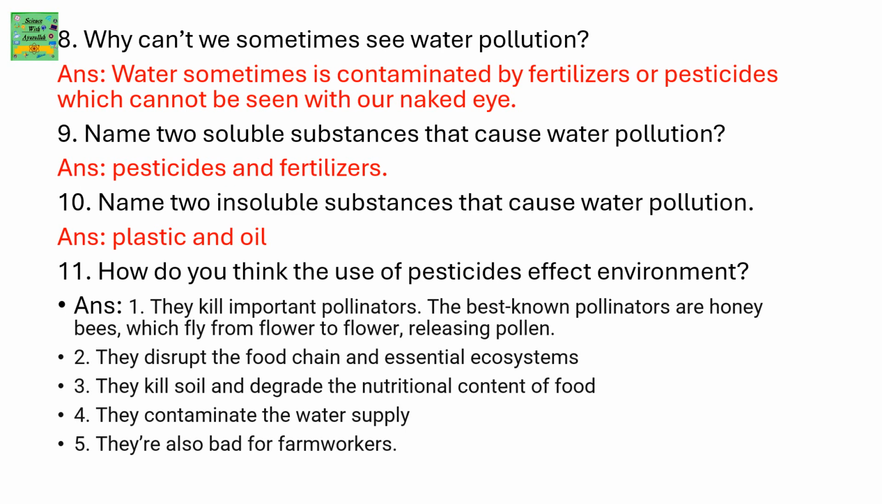How do you think that the use of pesticides affects the environment? They kill the important pollinators. The best known pollinators are honeybees, which fly from flower to flower, releasing pollen. They disrupt the food chain and essential ecosystems. They kill soil and degrade the nutritional content of food. They contaminate the water supply, and they're also bad for farm workers.